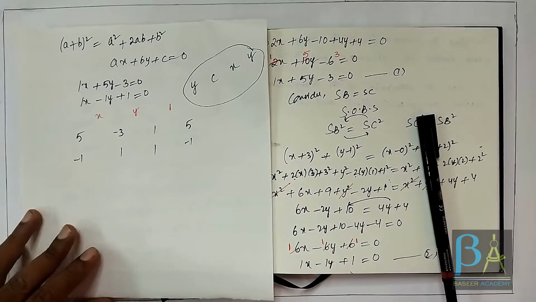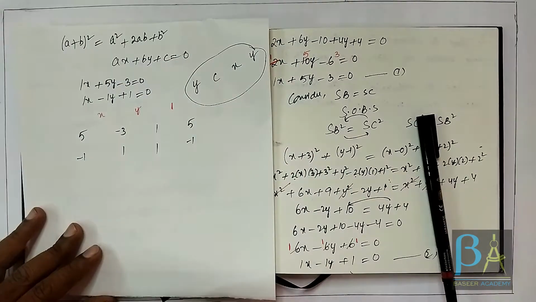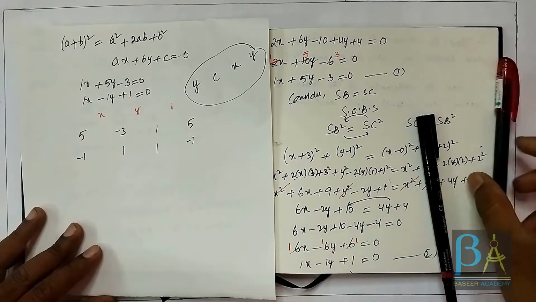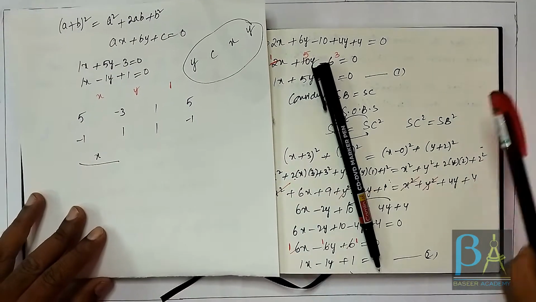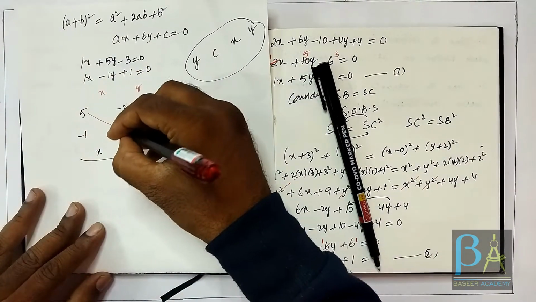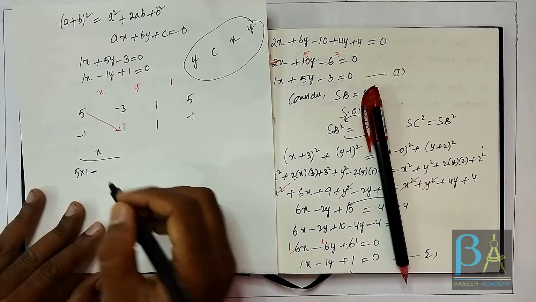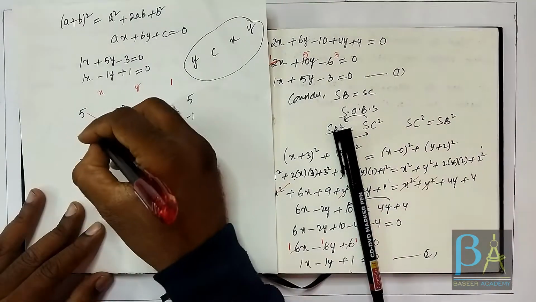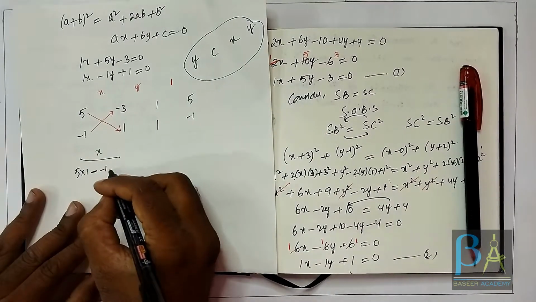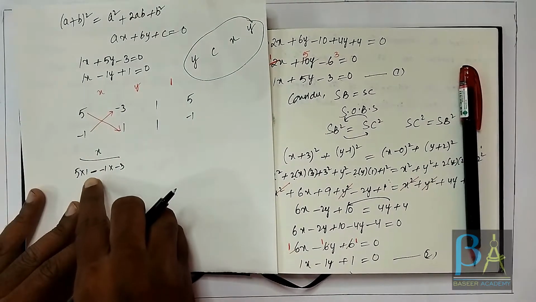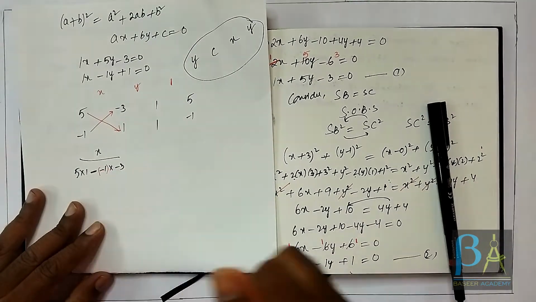After this, since this method is known as the cross multiplication method, you are supposed to do cross multiplication. How are you going to do it? You have to write x by cross multiply this thing. 5 into 1, keep a minus sign, and then multiply these two. Minus 1 into minus 3, and these two signs, since they are very close to each other, let me separate them by using a bracket here.